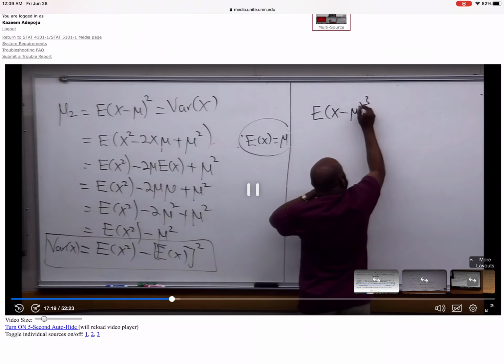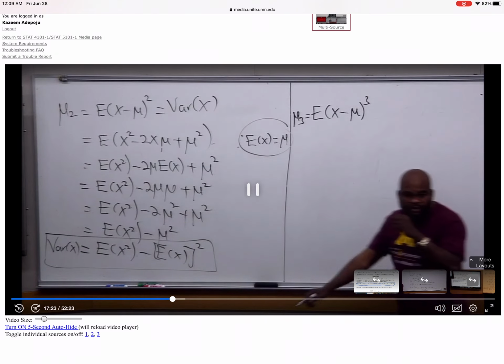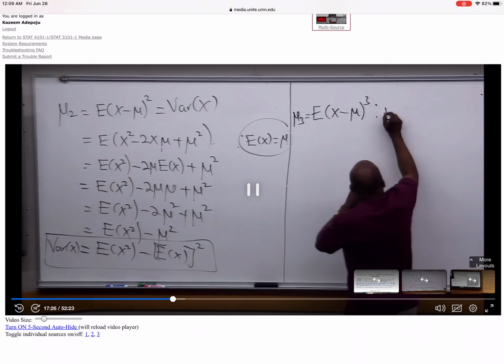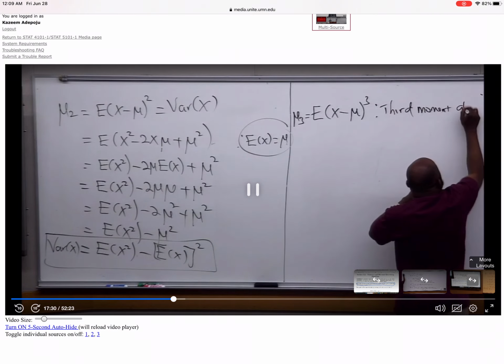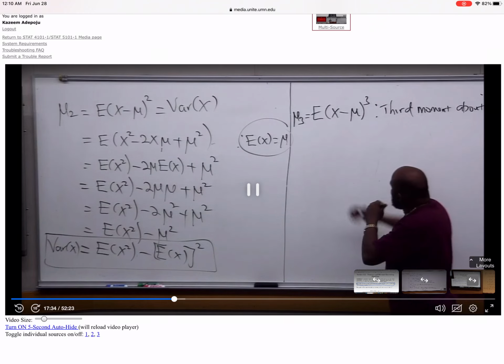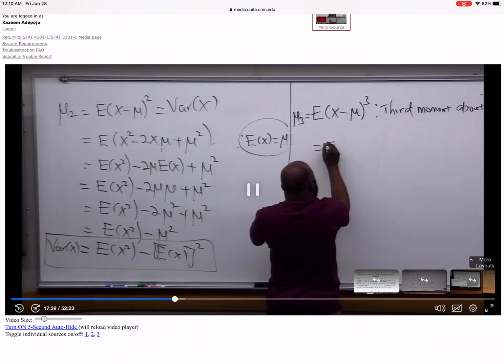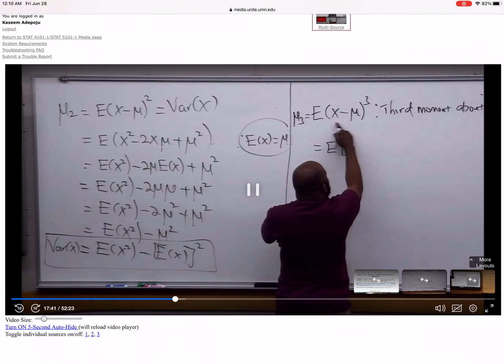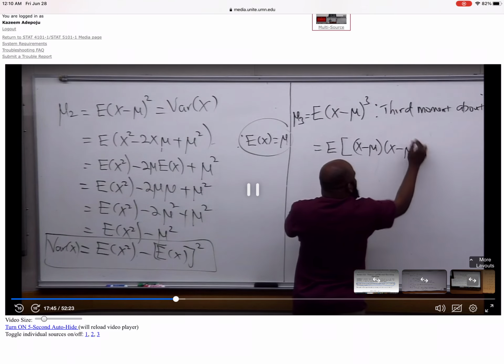This is the third moment about the mean. Okay, when you take a look at this guy now, this is the same thing as this. You can expand it.